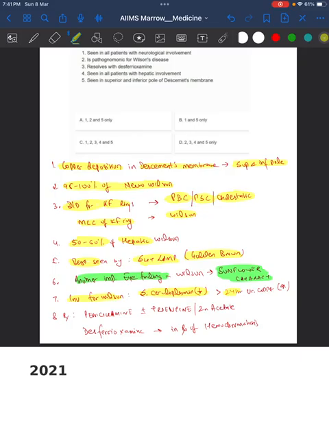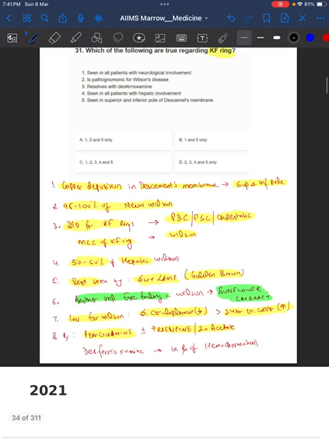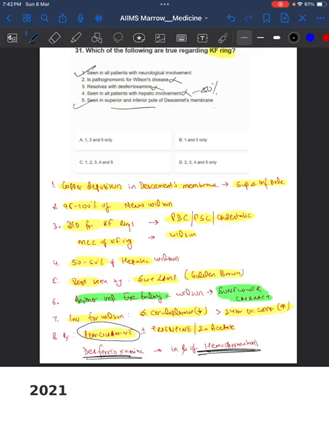Another important investigation is the 24-hour urine copper. Copper will be increased, ceruloplasmin will be decreased. Treatment, we all know, is penicillamine, plus minus we can give the patient trientine or zinc acetate. Now, seen in all patients with neurological involvement, yes. Pathognomonic for Wilson's, no. Resolved with desferoxamine, no. Treatment is penicillamine and not desferoxamine. Desferoxamine is the treatment for hemochromatosis, not for Wilson's. Seen in all patients with hepatic involvement, no, only in 50% of hepatic involvement. Seen in superior inferior pole, this is right. So the answer is only 1 and 5.